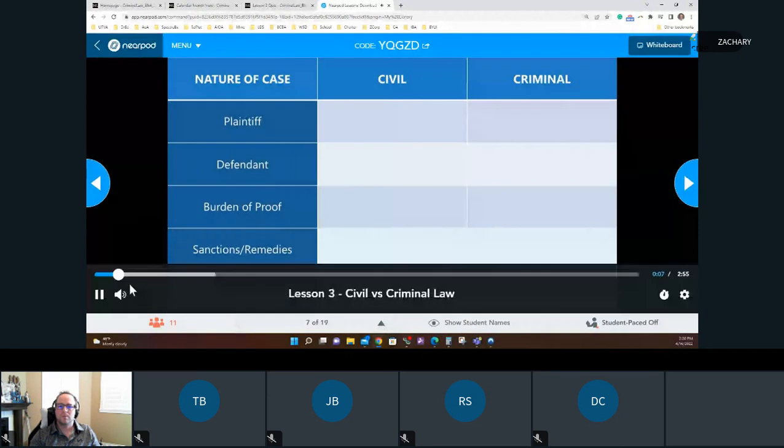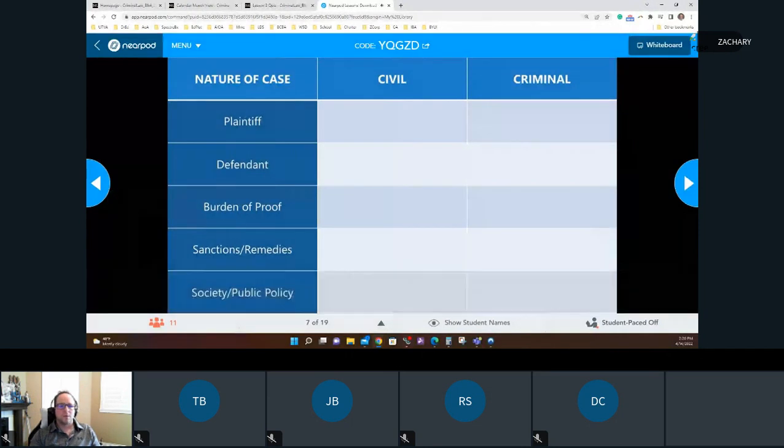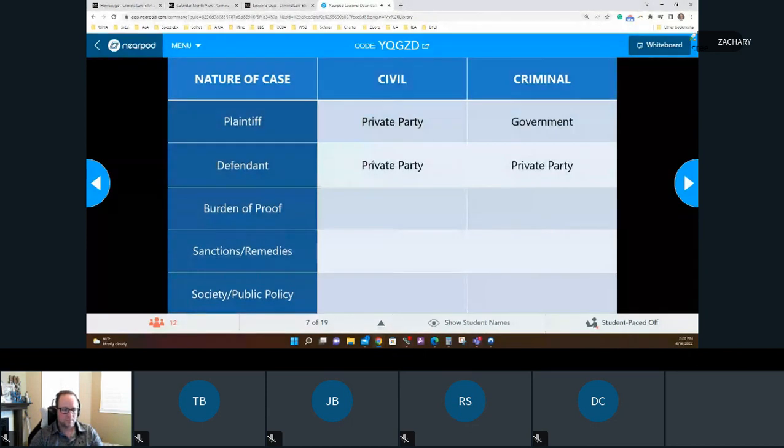Let's have a closer look at the differences between civil law and criminal law. In civil cases, the plaintiff, the party that brings the lawsuit or action, is a private party, such as an individual or a business. In criminal law, the plaintiff, also called the complainant in this context, is the government or the state, which acts as the prosecution. In both civil and criminal cases, the defendant is a private party, again, either an individual or an organization.